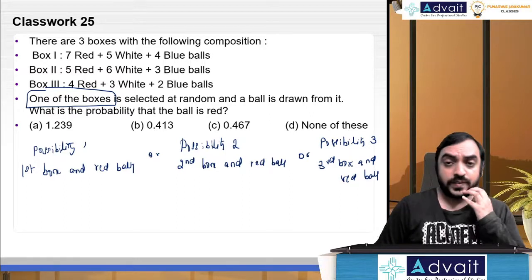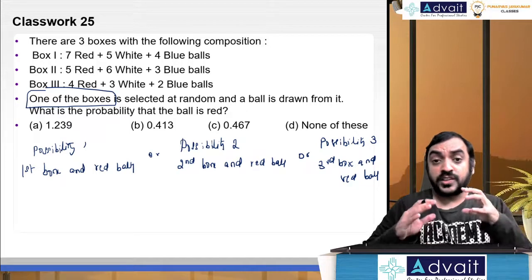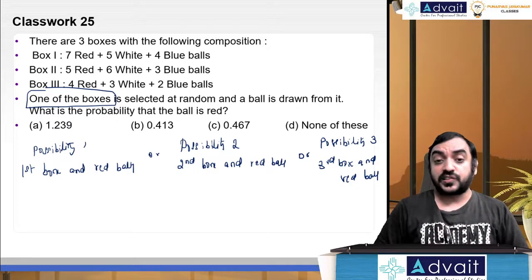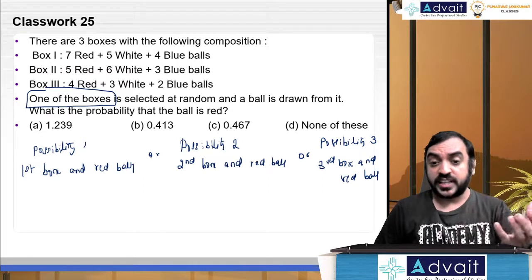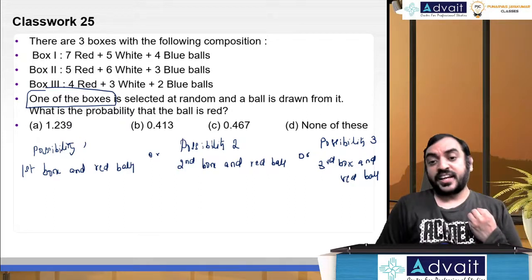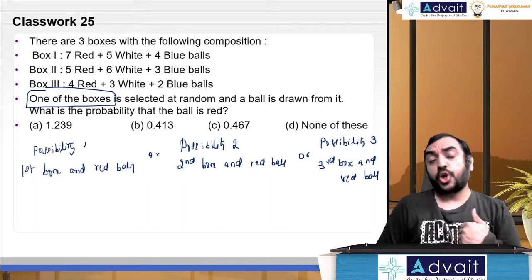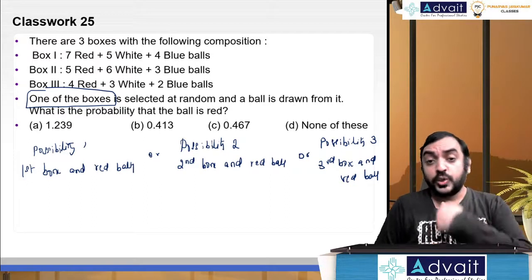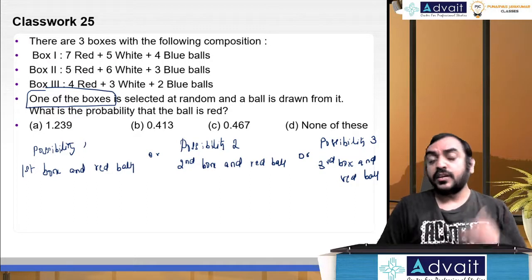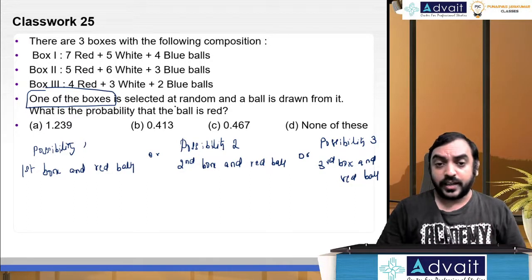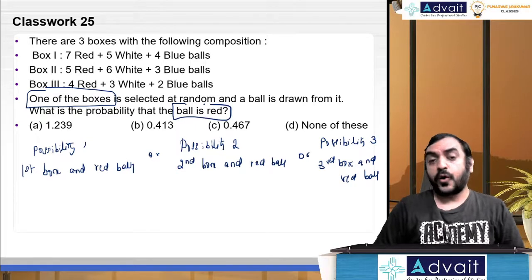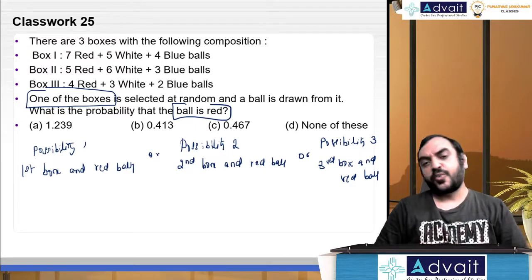So when you read a question, see if you are able to convert this into a statement format like this, combination like this. First box is selected and then you select a red one. Or you select a second box and then you draw a red one. Or you select the third box and then you draw the red one. Because ultimately you have to select the red ball. That is the probability requirement.